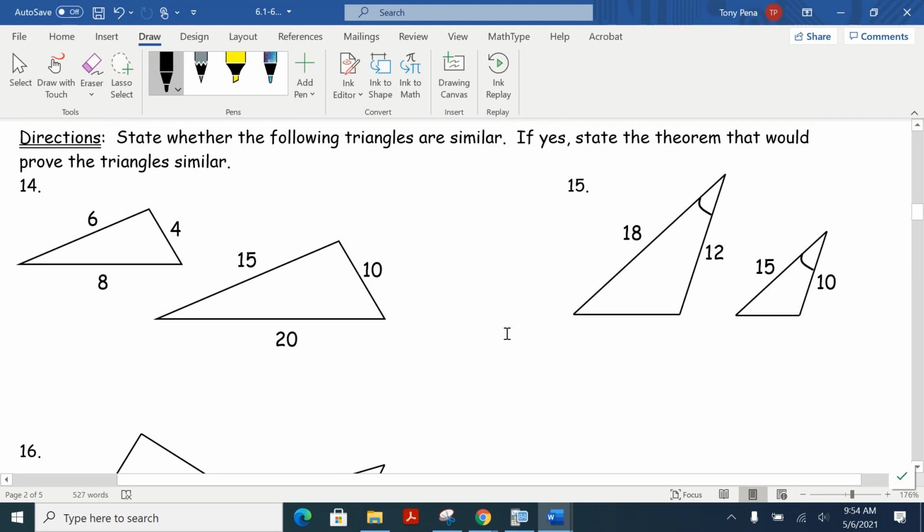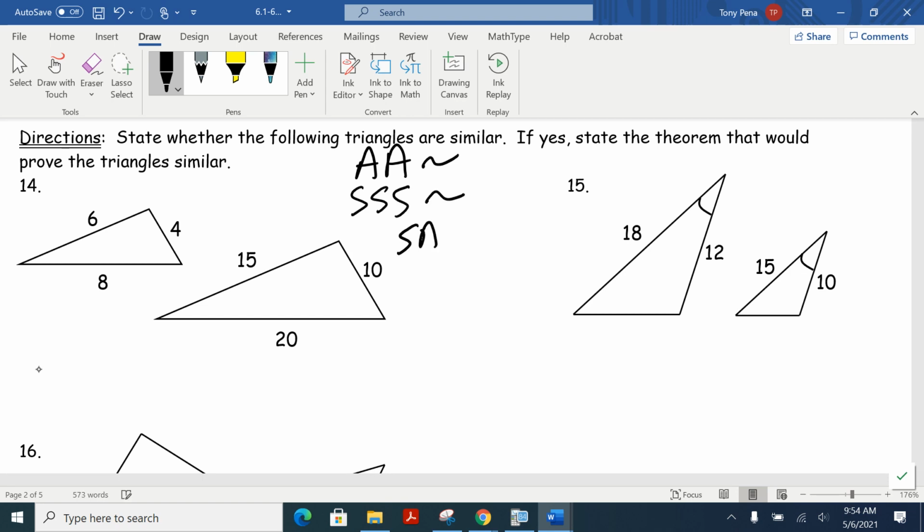All right, then these guys. State whether the following triangles are similar. If yes, state the theorem that would prove the triangles similar. I got to refresh my memory a little bit. So we know we have angle, angle. That's a good one. Similarity. Yep, side, side, side. And then side, angle, side. So those are our three things. Look it up, remember. That's right. I was even like, let me make sure I don't screw these up. So those are our three, and it basically is going to be, what are you given?